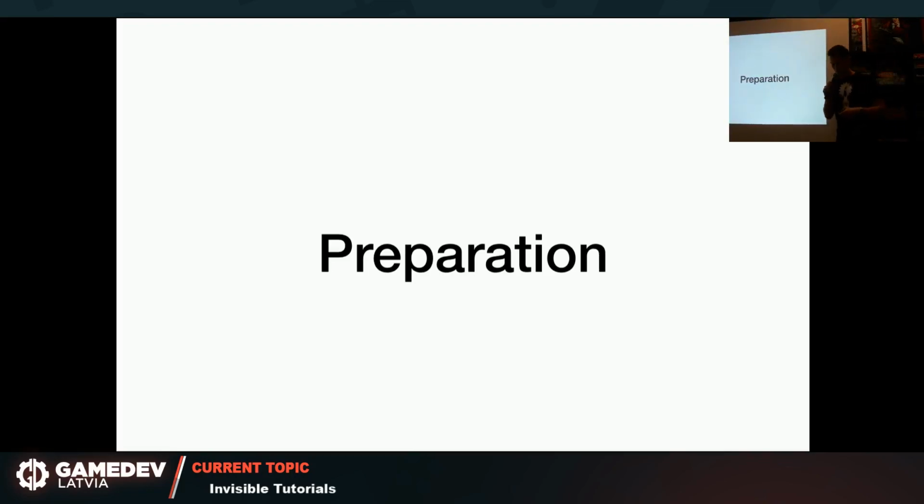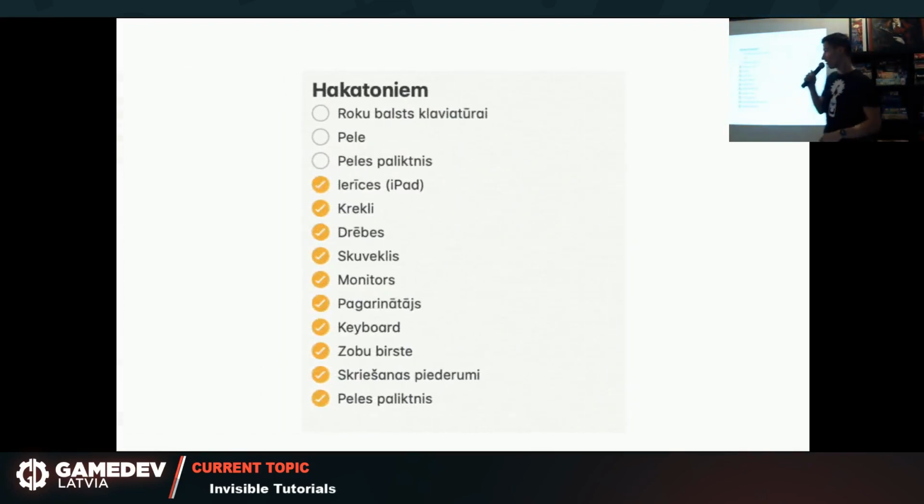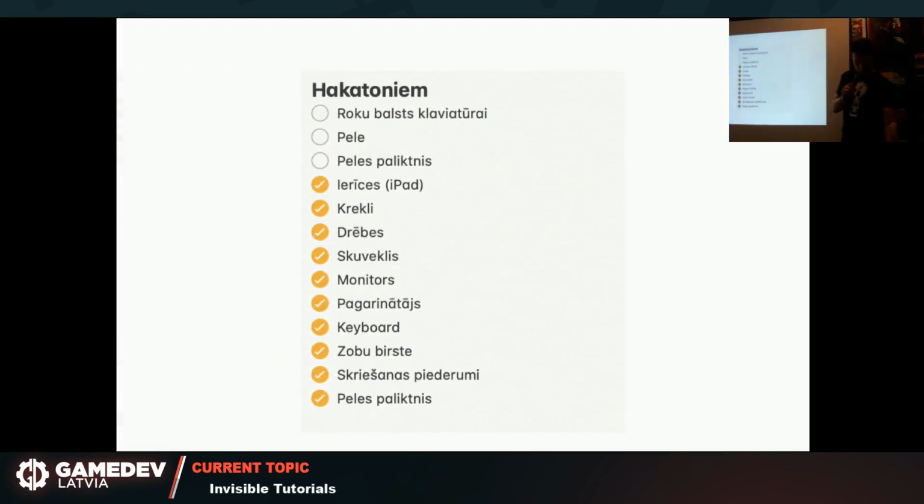The next one is prepare the list of inventory, so that you have everything with you to actually make the game. So here is my list. It's in Latvian, but let me explain a few of these things. Those that are not checked, I forgot. I added those only after the hackathon. So prepare the list like a month before, not 2 days before the hackathon.